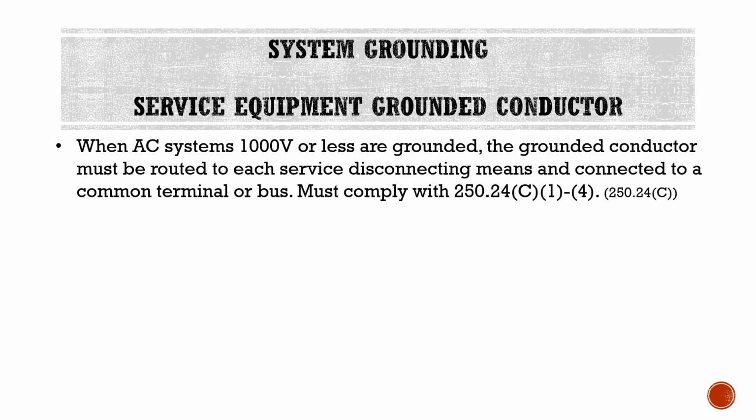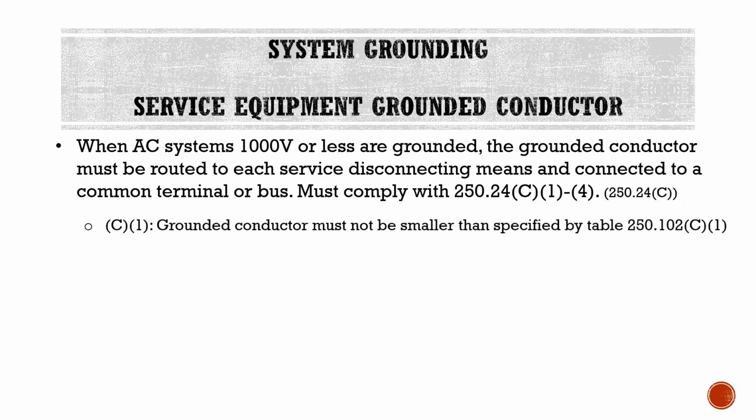Taking a look now at that service equipment grounded conductor that we talked about a little bit before. When AC systems 1,000 volts or less are grounded, the grounded conductor must be routed to each service disconnect means and connected to a common terminal or bus. It must comply with 250.24(C)(1) through (4). We'll be looking at those next. Essentially, at each service disconnecting means, we have to have our grounded conductor there so that we can bond it with our grounding conductor. And C1 through 4, we'll talk about that a little bit more.